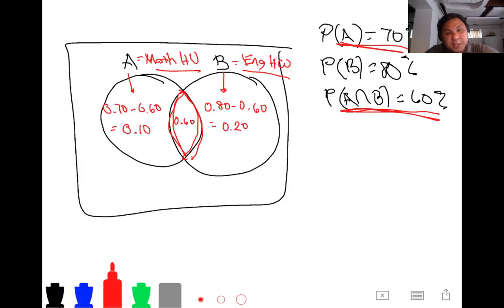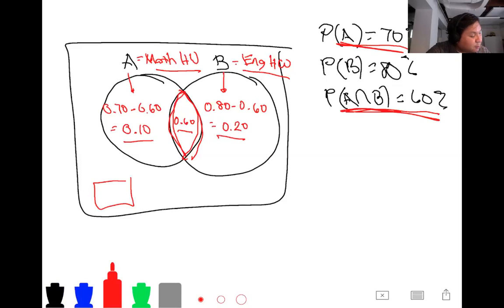All right, so there is a 20% chance that he actually does only his English homework. Now that we have 10% for doing only math homework, 60% for doing both homeworks, and 20% for only English homework, what's the probability he actually does neither of the homework? The question is, what is the probability here outside the two circles?